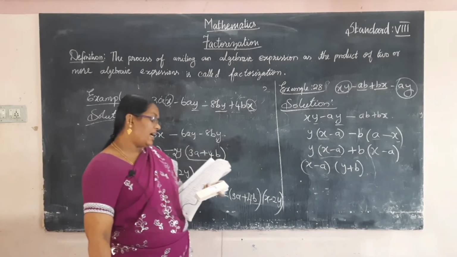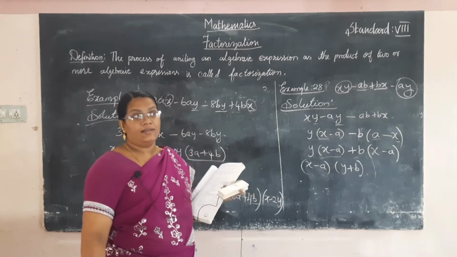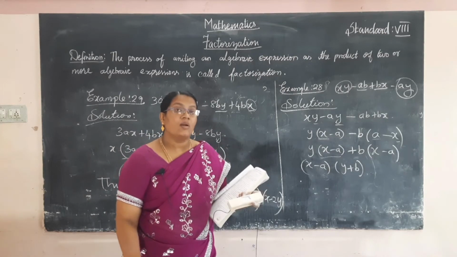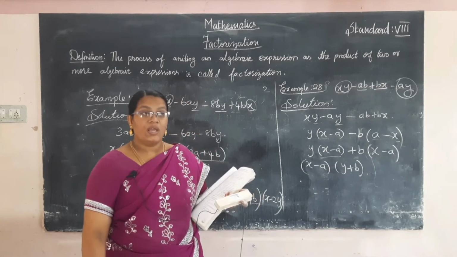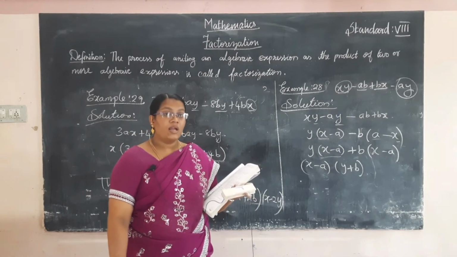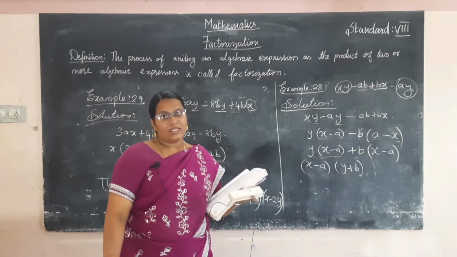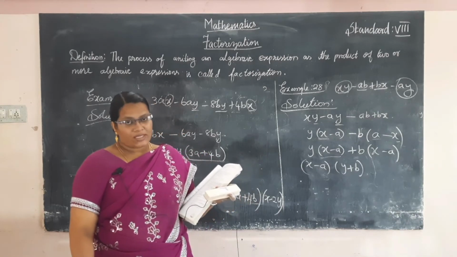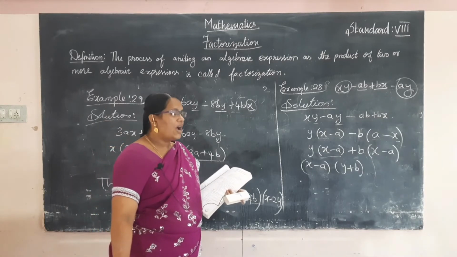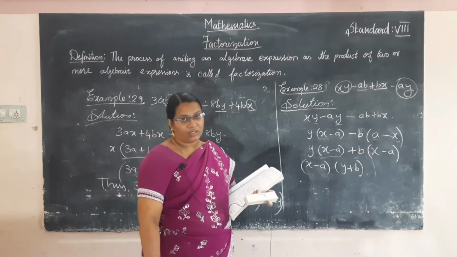Next one, factorization by using identities. Everyone knows the identities. What are the identities? (x + y)² is equal to x² + y² + 2xy, and (x − y)² is equal to x² + y² − 2xy, and then x² − y² is equal to (x + y)(x − y). You apply these identities on the given statement and find the factors.